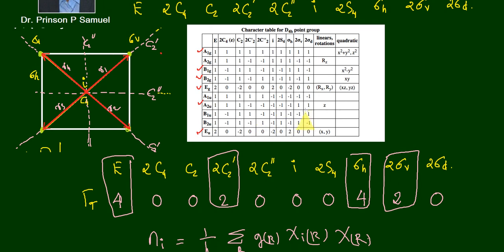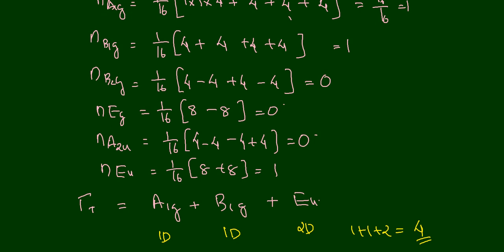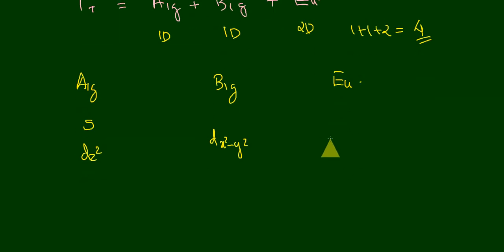X and Y, that is Px and Py. It is written inside the bracket, which means that they are a degenerate set. Px and Py, these are the orbitals. So these are the orbital sets available for the hybridization.